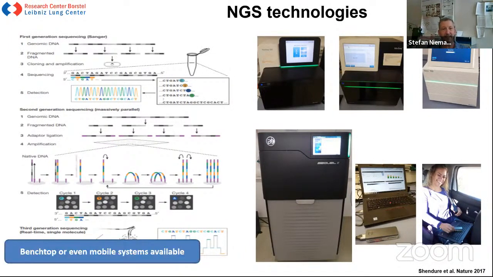There are now benchtop systems available, as you can see here, for normal lab integration, and especially the iSeq system on the right is a highly versatile and small system that is also not too expensive. And the MinION system is not Illumina, it's a different technology, but it can also be used in the field.